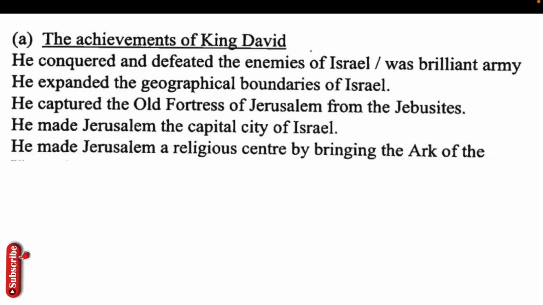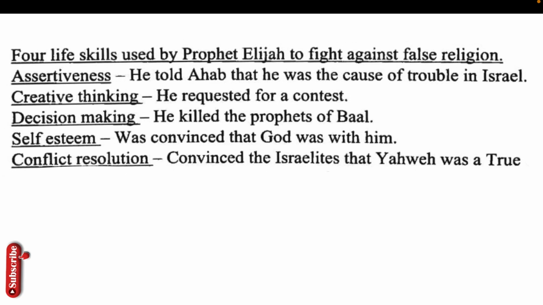Question 3b. 4 life skills used by Prophet Elijah to fight against false religion. Number 1, there is assertiveness. He told Ahab that he was the cause of trouble in Israel. Creative thinking, he requested for a contest. Decision making, he killed the prophets of Baal. Self-esteem, he was convinced that God was with him.